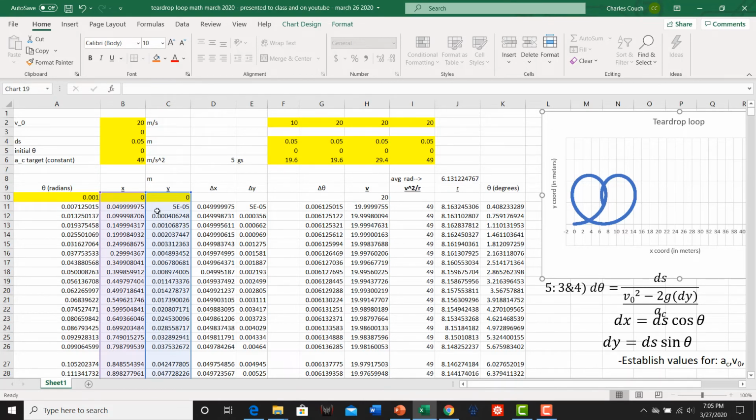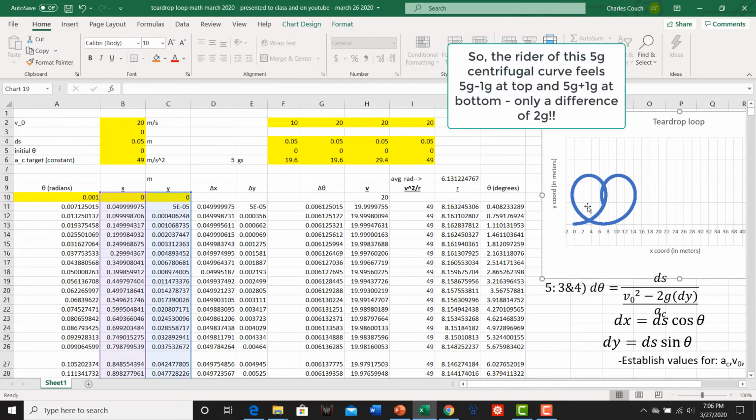I created a spreadsheet to generate XY values for a teardrop loop based on the equations I derived previously. And here's what it looks like. So here's my d theta equation right here, dx and dy. So using those equations and initial values for the velocity at the bottom, a small ds, and a centrifugal acceleration target starting here with 5 g's or 49 meters per second squared, generate these values. And this is what it looks like.